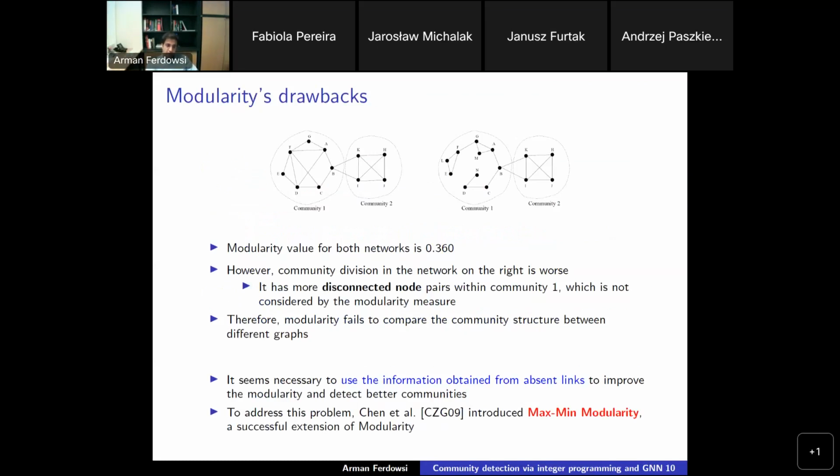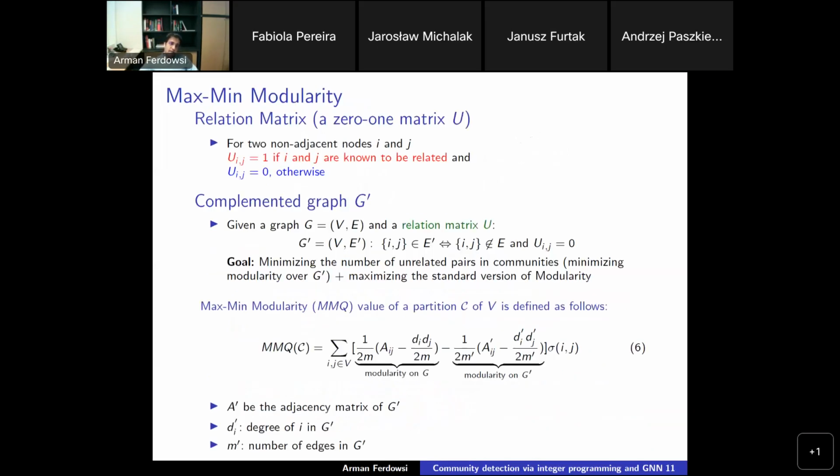As a result, to figure out a way of solving this problem, Chen and two of his colleagues introduced a promising extension of modularity named maximum modularity. The important insight is to use the information obtained from the missing links to improve the modularity. For this purpose, they take into account a 0-1 relation matrix U, which specifies whether there exists a relationship between two disconnected nodes or not. To be more specific, if i and j are disconnected but related, the ij-th element of this matrix is 1.